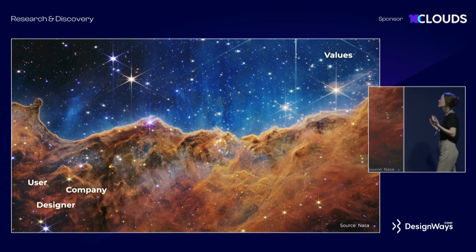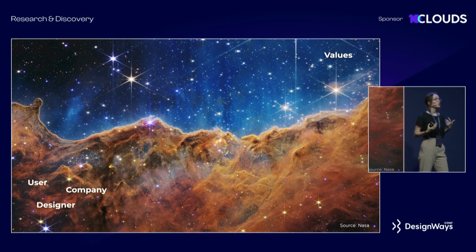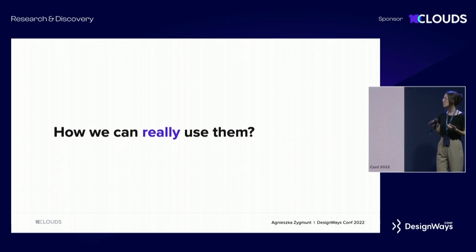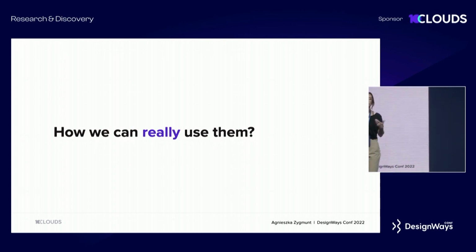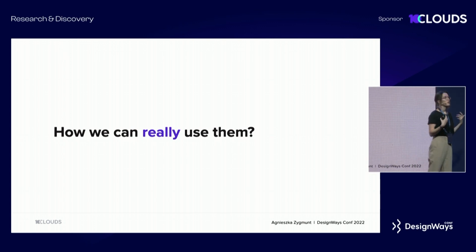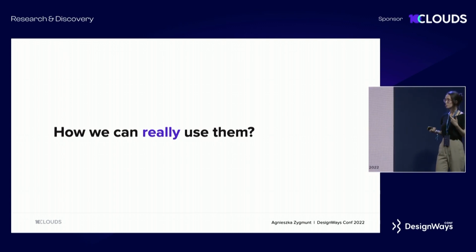We have the values in the presentation. We have the list of the values after the whole UX research, product discovery thing. But we don't know how we can really use them as a tool. So the main question that I will try to answer today is how we can really use them, not only to list them and have them in the documentation, in the manifesto on the website, but really use them in the design process.